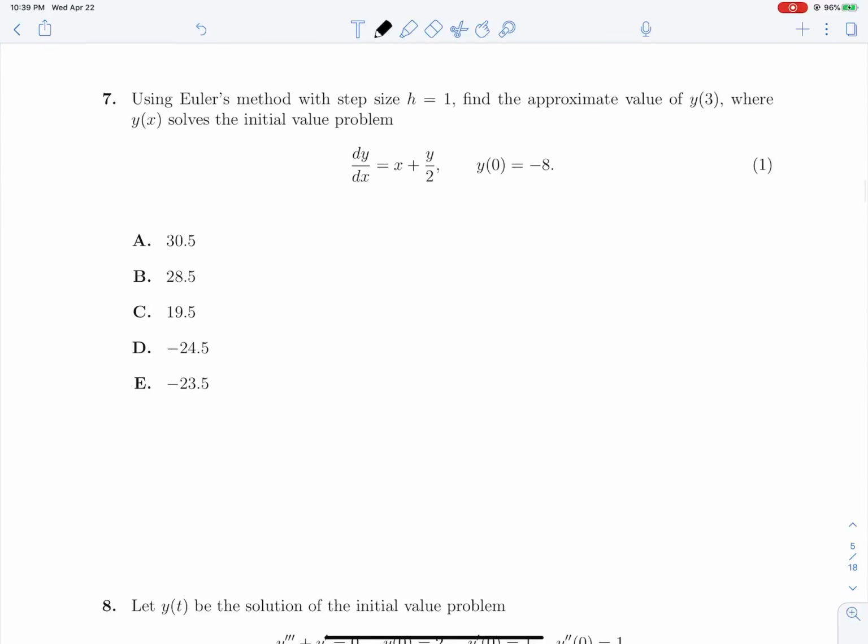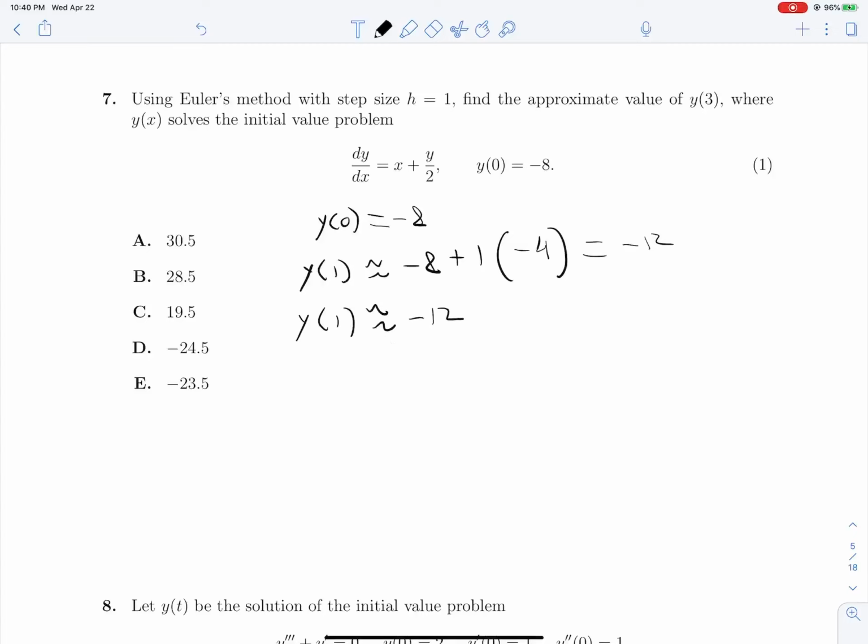7, let's use Euler's method with a step size of h equals 1 to find the approximate value of y at 3. So we can take y at 0 equals negative 8 as our first condition and use that to approximate y at 1. That will be approximately equal to y at 0, which was negative 8, plus our step size multiplied by y prime evaluated at this condition here. That will be negative 4, so we get negative 12. So y at 1 is approximately negative 12.